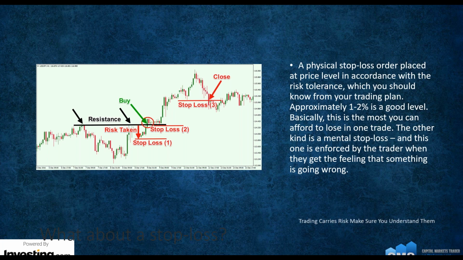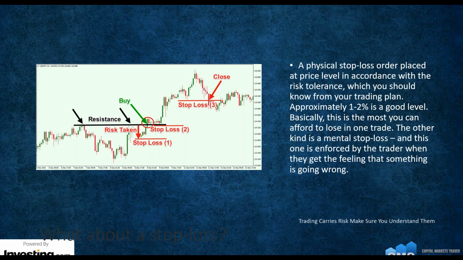The other kind is a mental stop loss, and this one is enforced by the trader when they're getting the feeling that something is going wrong. And this one's for the suckers, because the markets can move quicker than you can. If you're not glued to your computer and you're just distracted on another screen looking at a chart, before you know it, you could be way down on losses. Mario Draghi comes out and says something, Donald Trump does something crazy, before you know it, that asset could have reversed and killed you or just skyrocketed up.